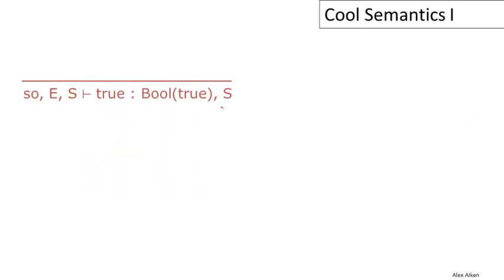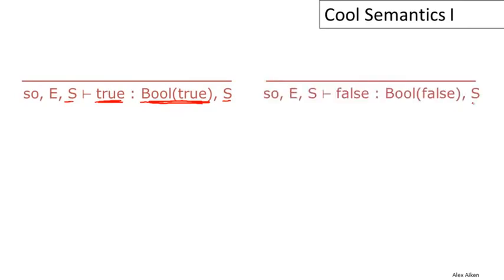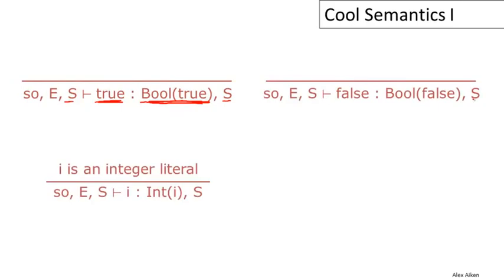So the easiest rules are the rules for the constants in Cool. The expression true evaluates to a Boolean with the value true. And it doesn't modify the store, so the store is unchanged because it doesn't do any updates, obviously. And there's a corresponding rule for false. And integers are very, very similar. An integer literal I will evaluate to an integer object with the value I, and again, the store is not modified by such evaluation.